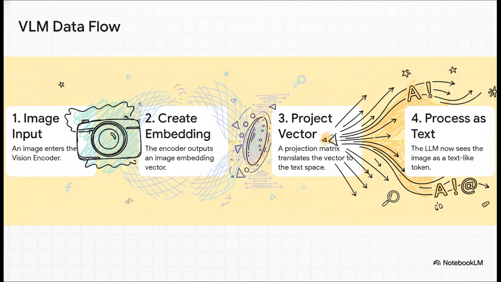So, let's put it all together. Here's the entire flow step by step. An image comes in. A special part of the AI, a vision encoder, turns it into an image embedding. Then, and this is the key, our magic projection matrix takes that embedding and translates it, projecting it right into the text space. And boom, it's now a text-like embedding. The language model can now see it and process it just like it would any other word or token.